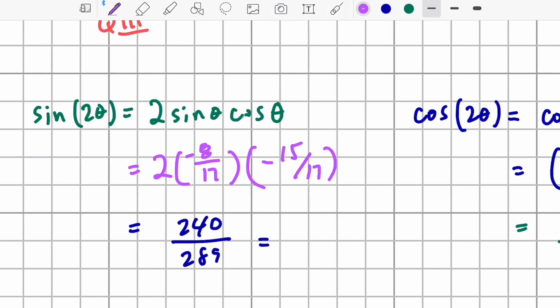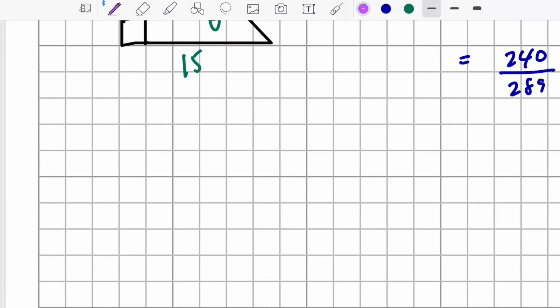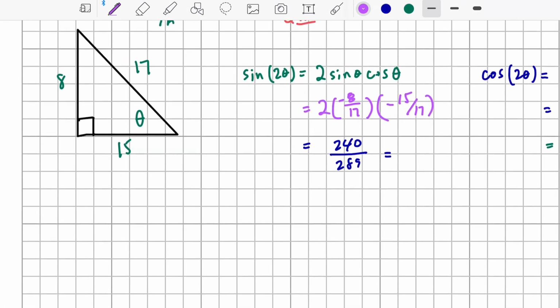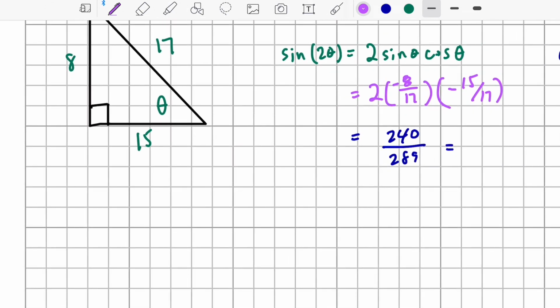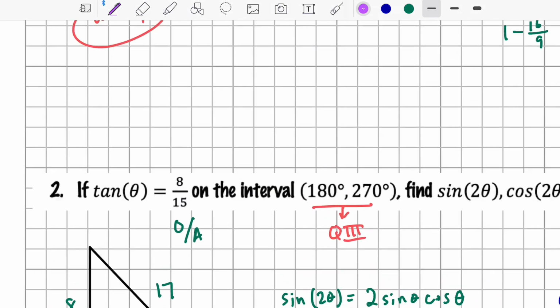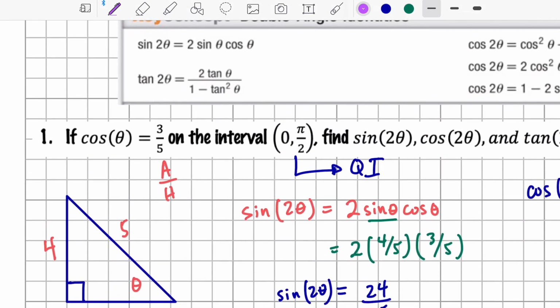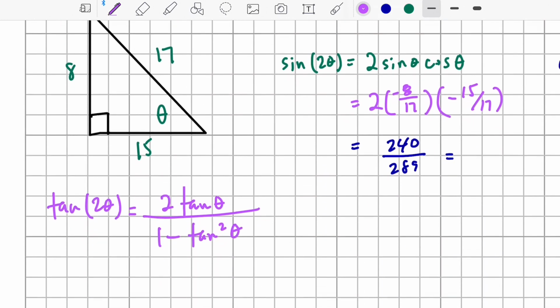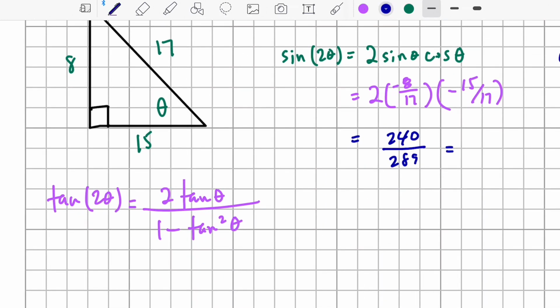Now we need to find tangent of 2 theta. Let me set it up here. So tangent of 2 theta is defined as 2 tangent theta divided by 1 minus tangent squared theta. Let's double check just to make sure. Yes. So now, let me separate this. Now we need to find tangent.